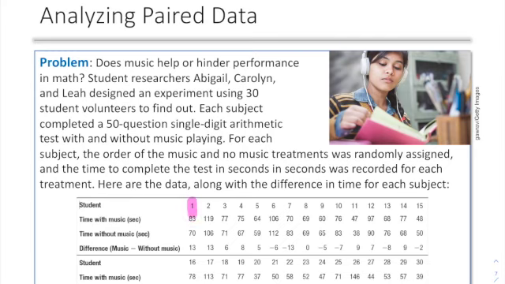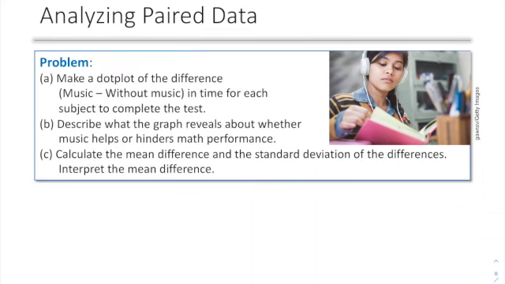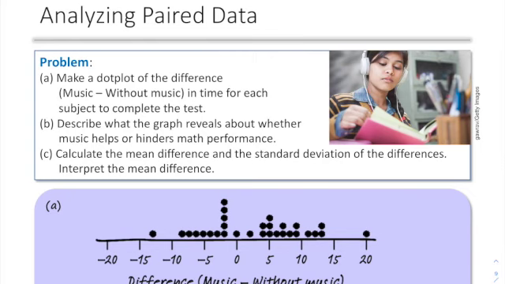So student 1, the time with music took 83 seconds. Time without music took 70 seconds, so the difference was 13 seconds. Here, student 6 took 106 seconds with music, then 112 seconds without music, so the difference is -6. Notice that they're doing music minus without music. So make a dot plot of the difference in time for each subject to complete the test. Describe what the graph reveals about whether music helps or hinders math performance, and then calculate the mean difference and standard deviation of the differences, and interpret the mean difference.